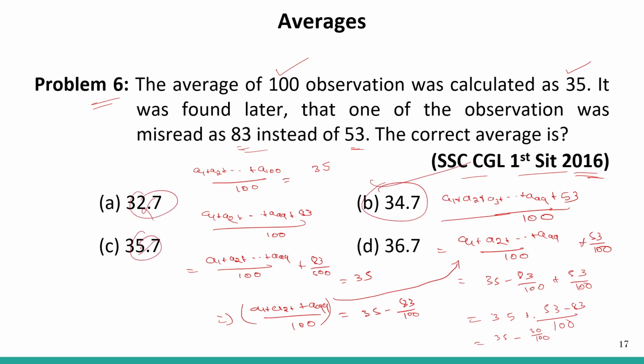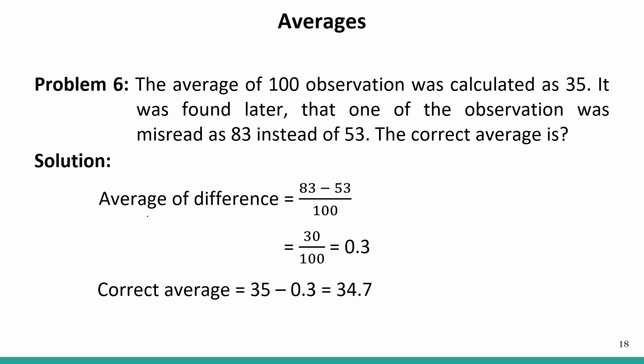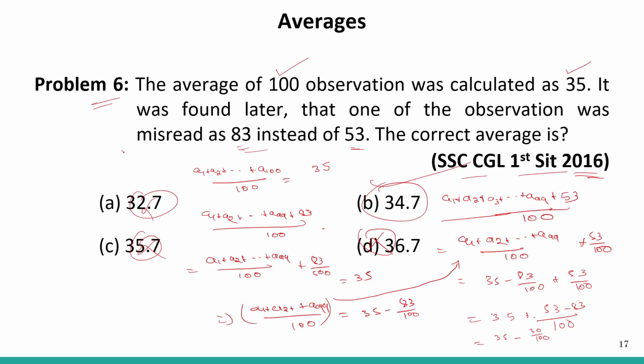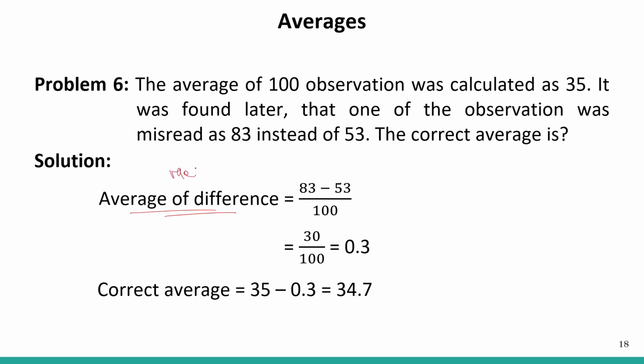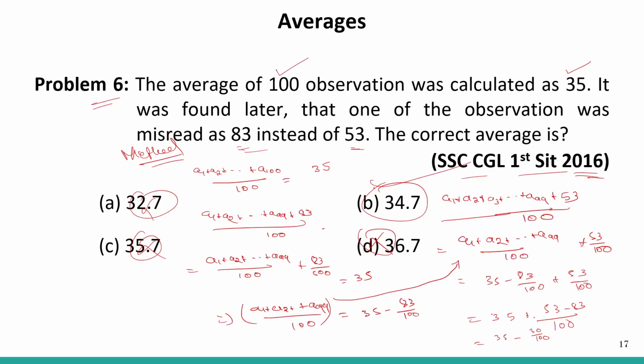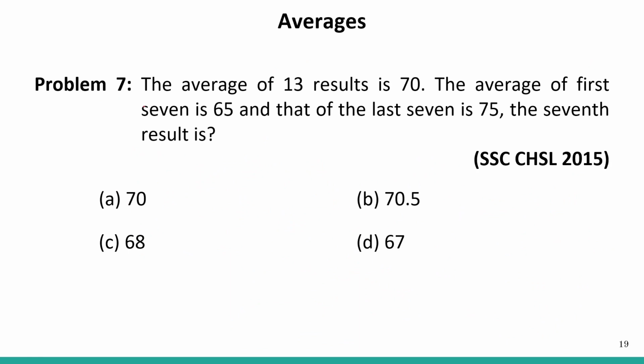These are all wrong answers. Let's go forward with the step-by-step solution. Average of difference, this has been done in method 1. We have also previously done it in this method, so this is method 2. This is the formula method. Average of difference is equal to 83 minus 53 by 100, so it will be 30 by 100, which is equal to 0.3. So correct average will be 35 minus 0.3 is equal to 34.7. That is option number B, so this is the correct answer. These are all wrong answers: 36.7, 35.7, 32.7. So let's go forward with problem number 7.